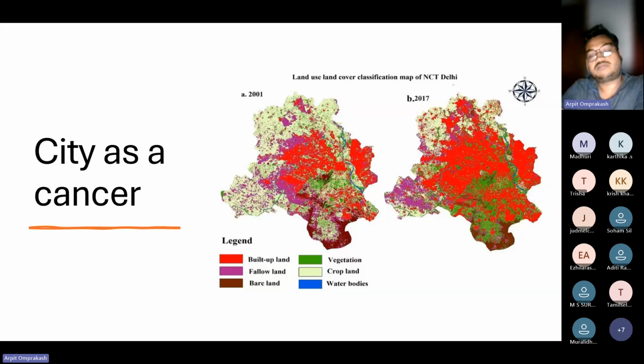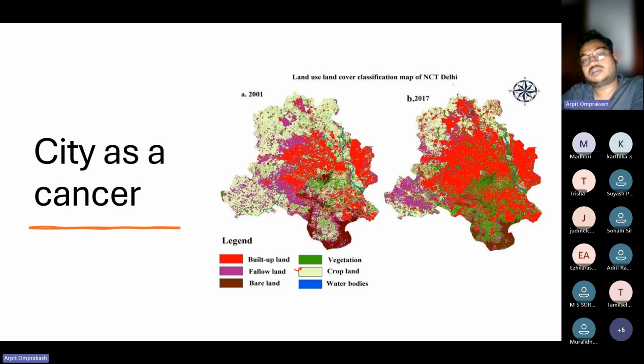Now, people have also told that there's another way to look at cities. So what's happening is as cities are growing... For example, this is NCT Delhi, where the red area that you see is all the built up area, the buildings, skyscrapers, and so on. And these colored areas are the cropland areas. Then we have vegetation and bare land that is present. And there's some water bodies and fallow land.